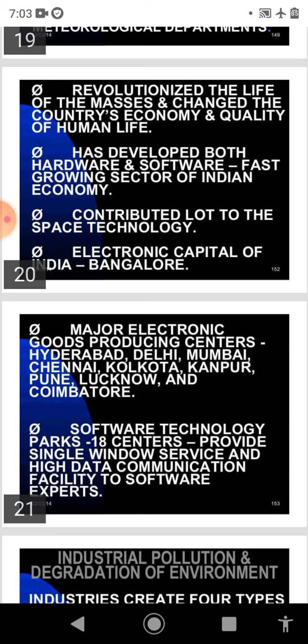Now we'll discuss the importance of the IT industry. It has provided employment to over 1 million people. This industry is a major foreign exchange earner. It has helped in the growth of the service sector.